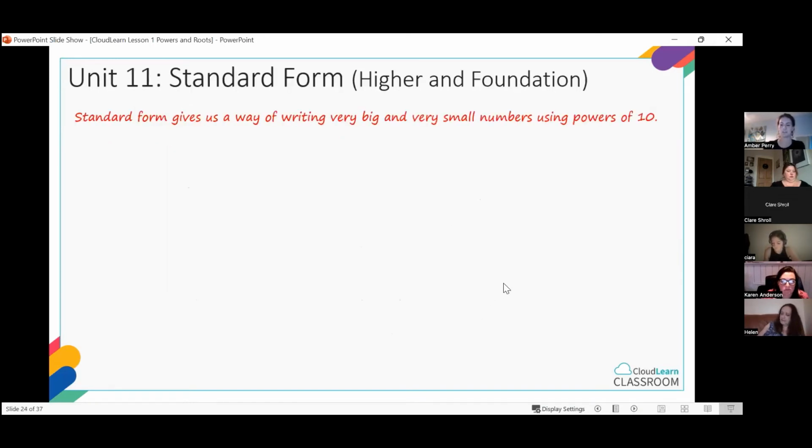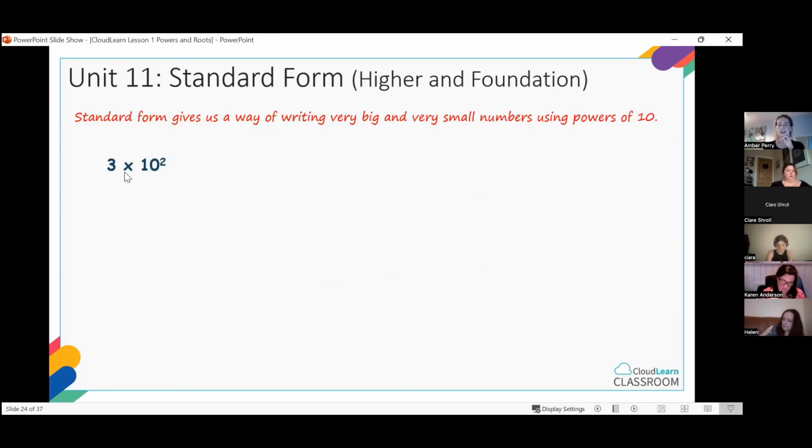I'm going to move on now to standard form. I'm just going to really quickly touch on what standard form is. This is a way of writing very big and very small numbers, and it uses powers of 10. Those negative powers are useful here because we will use them to write very small numbers.